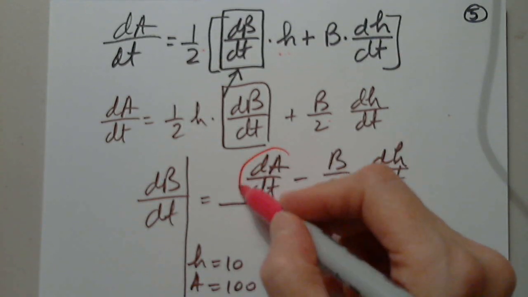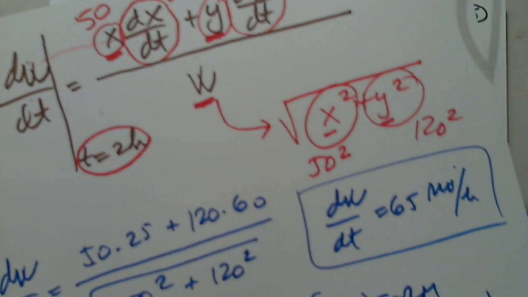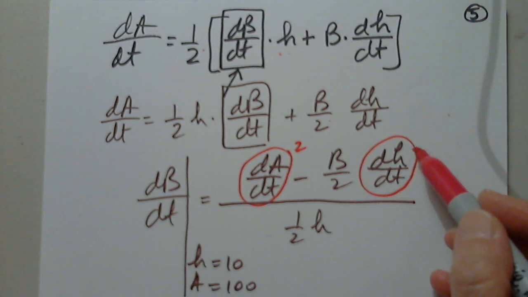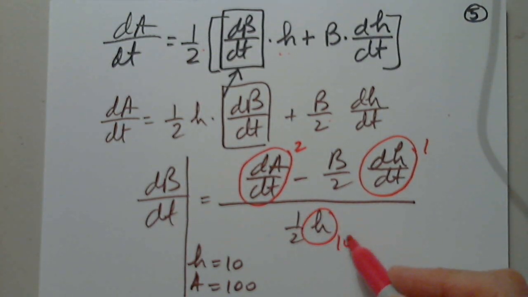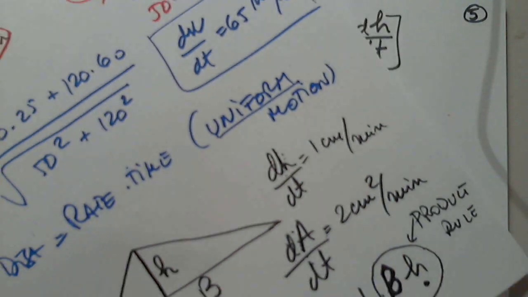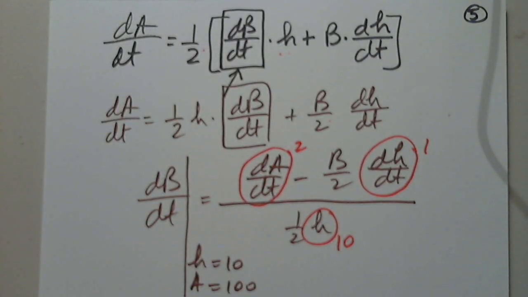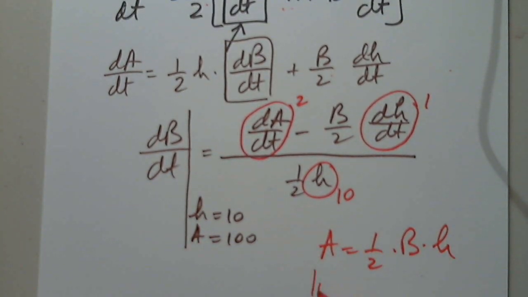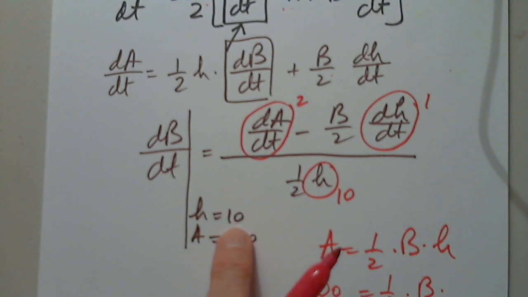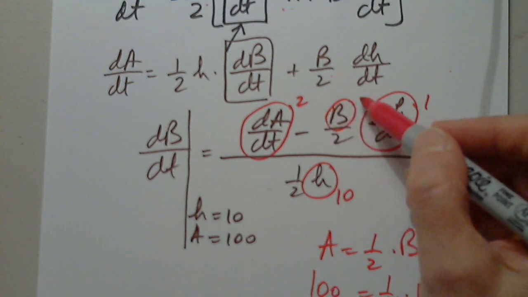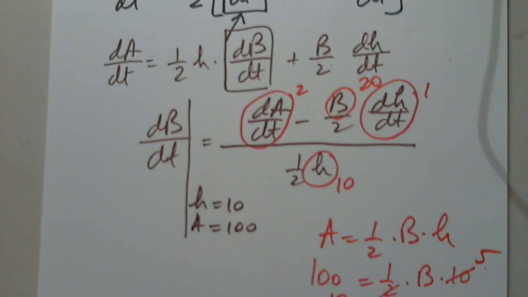So now I can plug in my numbers. dA over dt is 2. B, I don't have, we'll have to determine it in a minute. dH over dt, they're giving us it's 1. H, they're giving us is 10. So I have to find B from this relationship. So the area equals 1/2 times B times H. I have the area to be 100, times B, and H is 10. I'll simplify, and when I divide both sides by 5, I get that B equals 20. So now I have all the numbers I need.